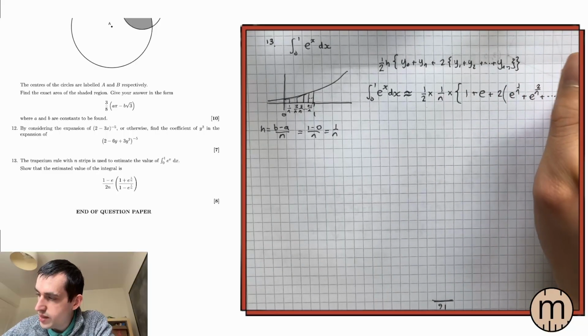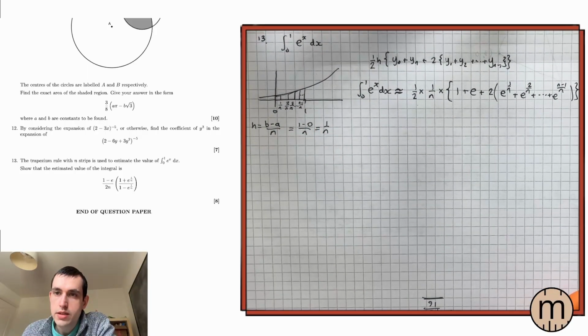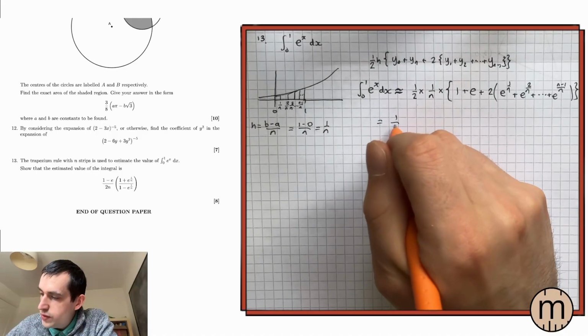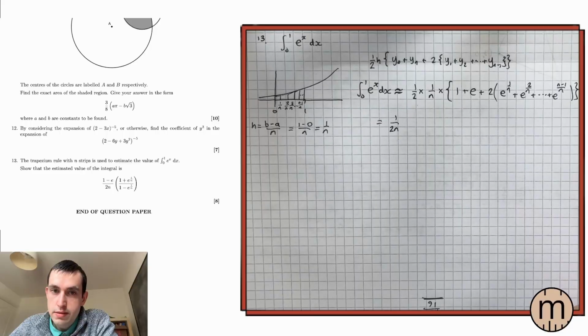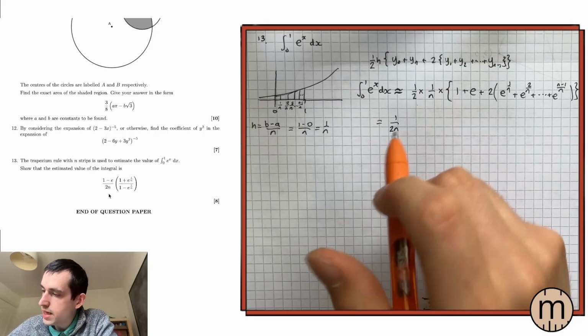And then we're going to end with e to the power of (n minus 1) over n, so the very last term before we get to 1. Okay, it doesn't look very nice, but I'm going to show you it's correct. 1 over 2 times 1 over n is 1 over 2n. That seems quite good because that's the answer down here. There's a 2n. And then what else are we going to get?